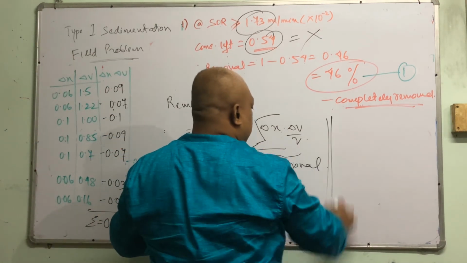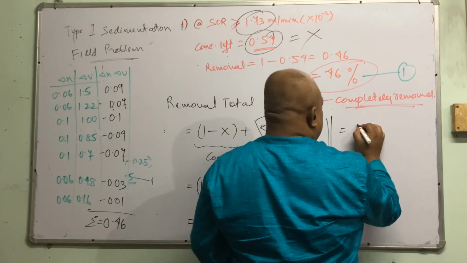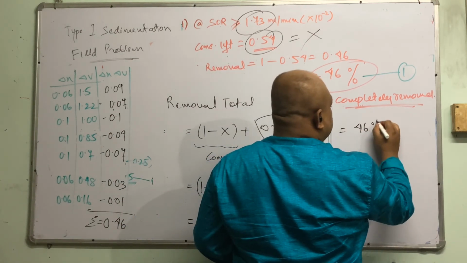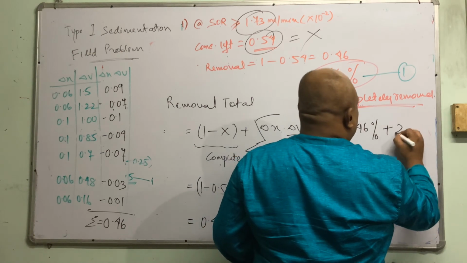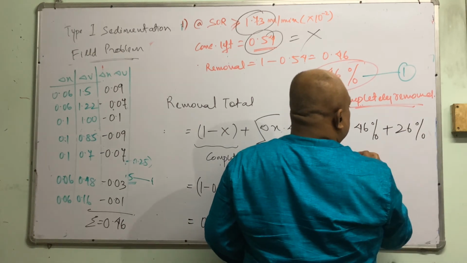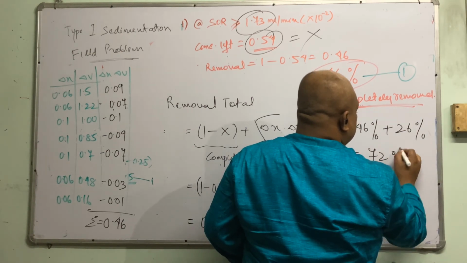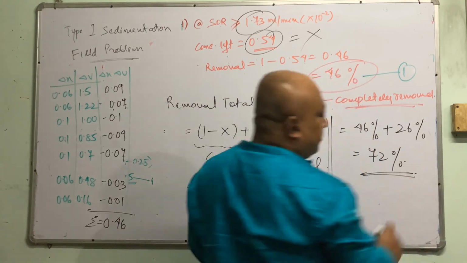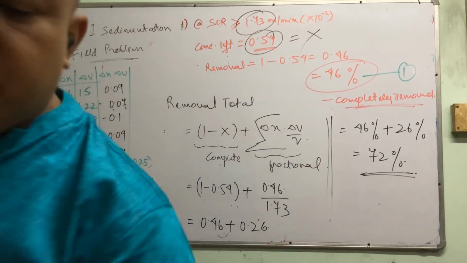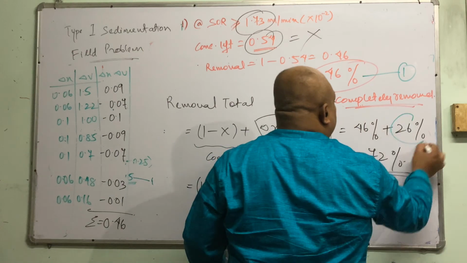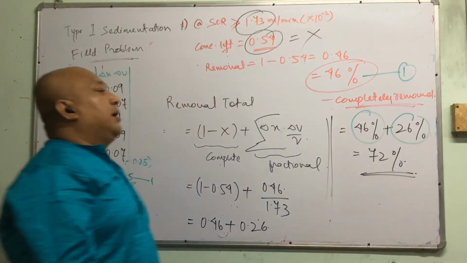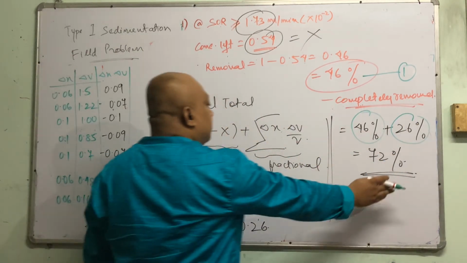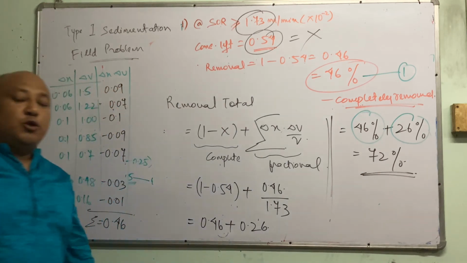So this is just like 46 percent plus 26 percent, which comes to 72 percent. This is the fractional part, and this is the actual complete removal part. So total removal is 72%. Numerical is over.